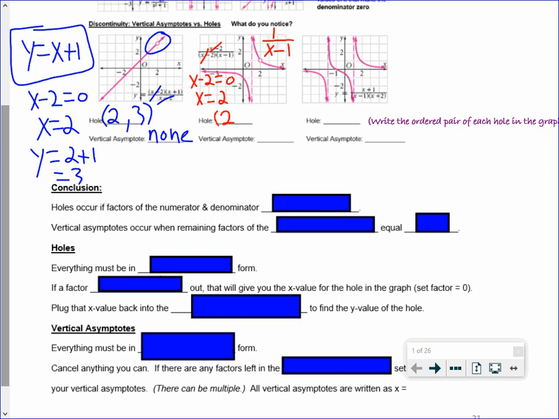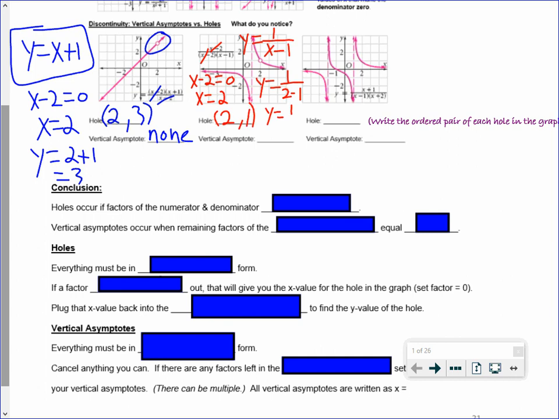And what we do with that x value of the hole is we take it and plug it into our new simplified version of the equation. So we have this y equals 1 over x minus 1. That's our simplified version of this equation. We're going to take that 2 and plug it into y equals 1 over x minus 1. And when you do, you get y equals 1 all over 2 minus 1, or just y equals 1, right? 2 minus 1 is 1, and 1 all over 1 is 1.